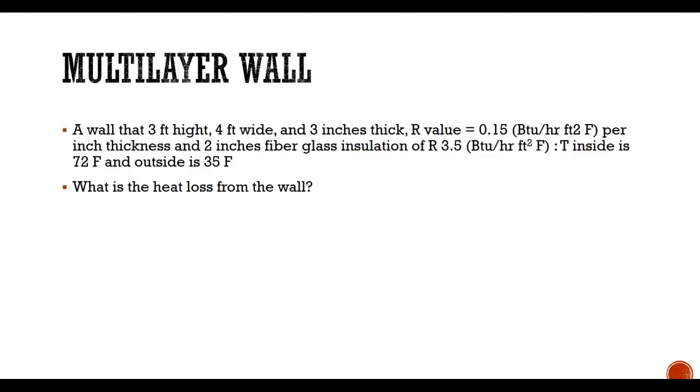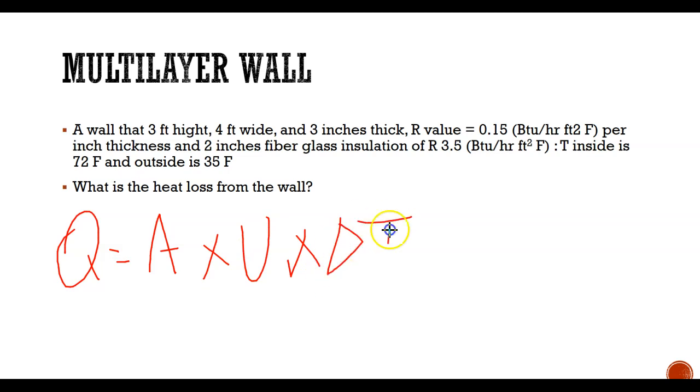Now I'm trying to refresh your memory about how to do heat loss calculation, and we did that. I'm sure you know it by now. We said Q equals area times U times delta T. And this is just a quick example to remind you of how we do this calculation. And this here is the area. In this case, this is 12 because we multiply 3 by 4. And the wall is 3 inches thick.